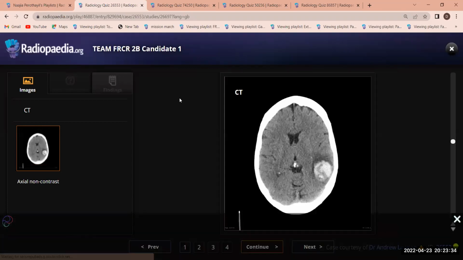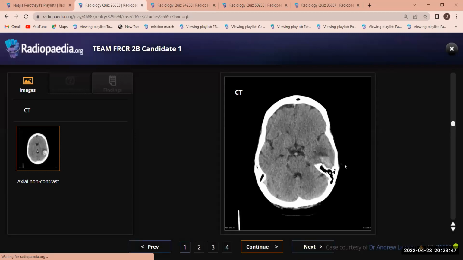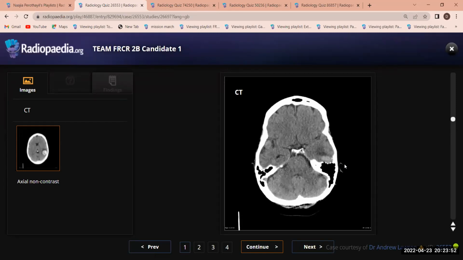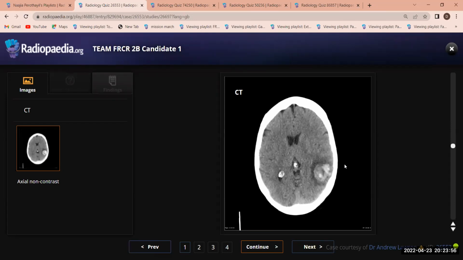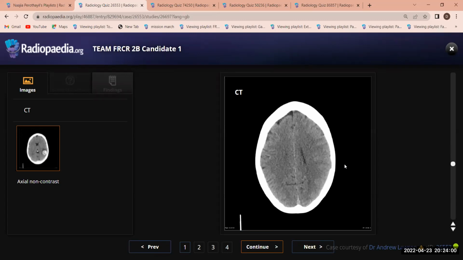Sure. Okay, so this is a patient who has presented with a sudden onset headache and right-sided weakness. This is the CT scan of the brain in an adult patient who presented with the sudden onset headache and weakness. Sorry, am I right? Sudden onset headache and right-sided weakness, yes.